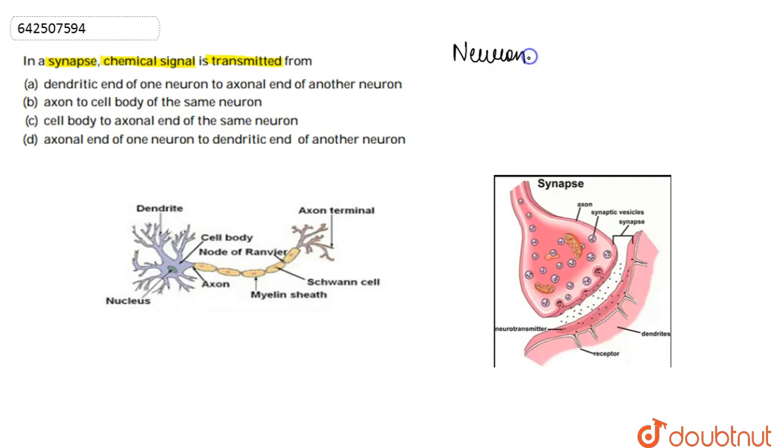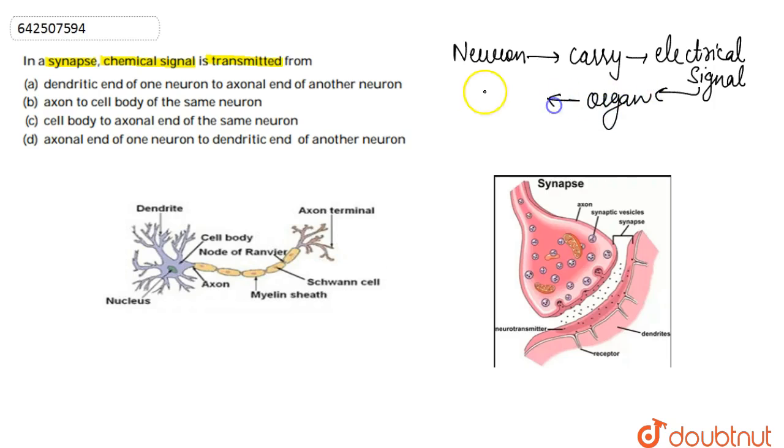So neuron has a function in carrying the electrical signal or impulse from a particular organ to the brain or spinal cord, and then the brain basically interprets that information and accordingly responds to it and sends the message through another neuron to that organ.